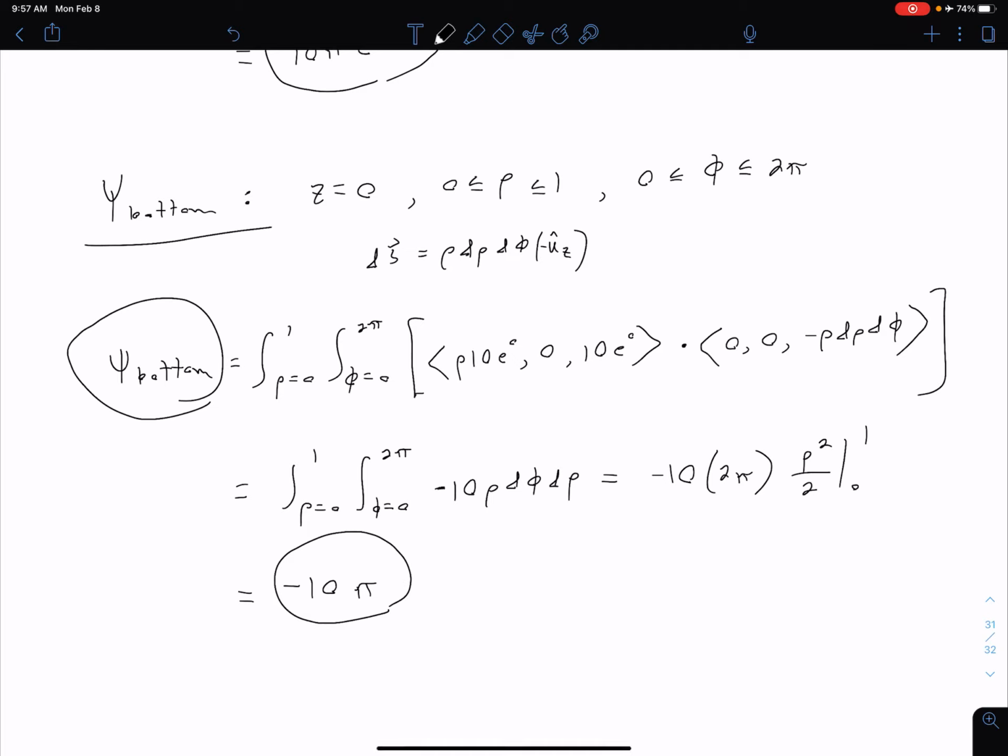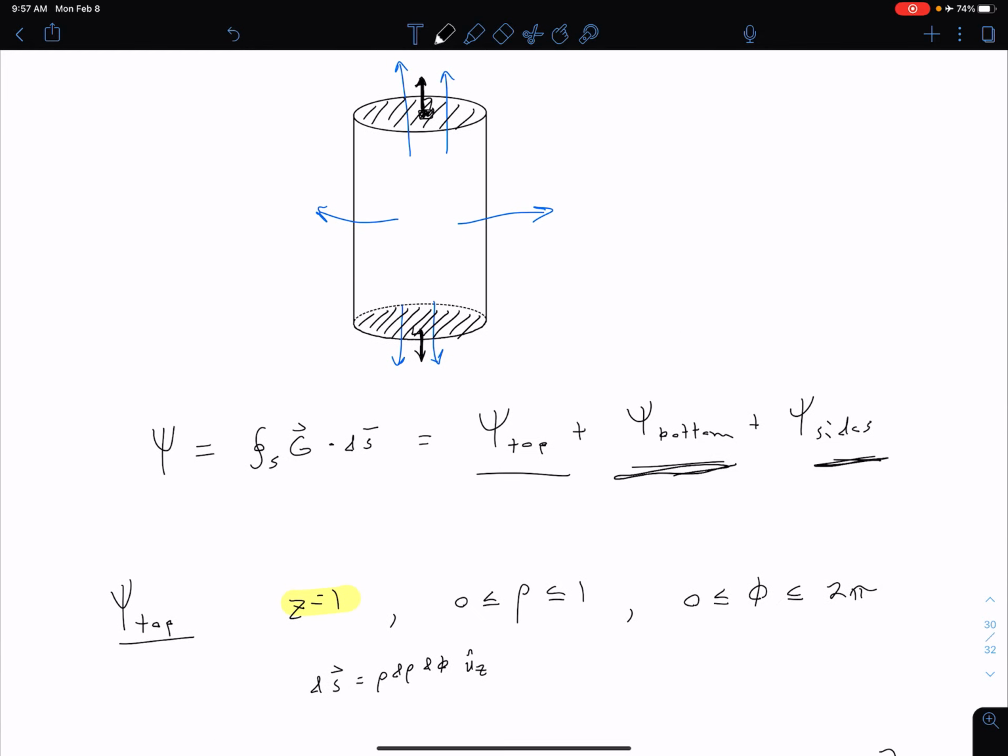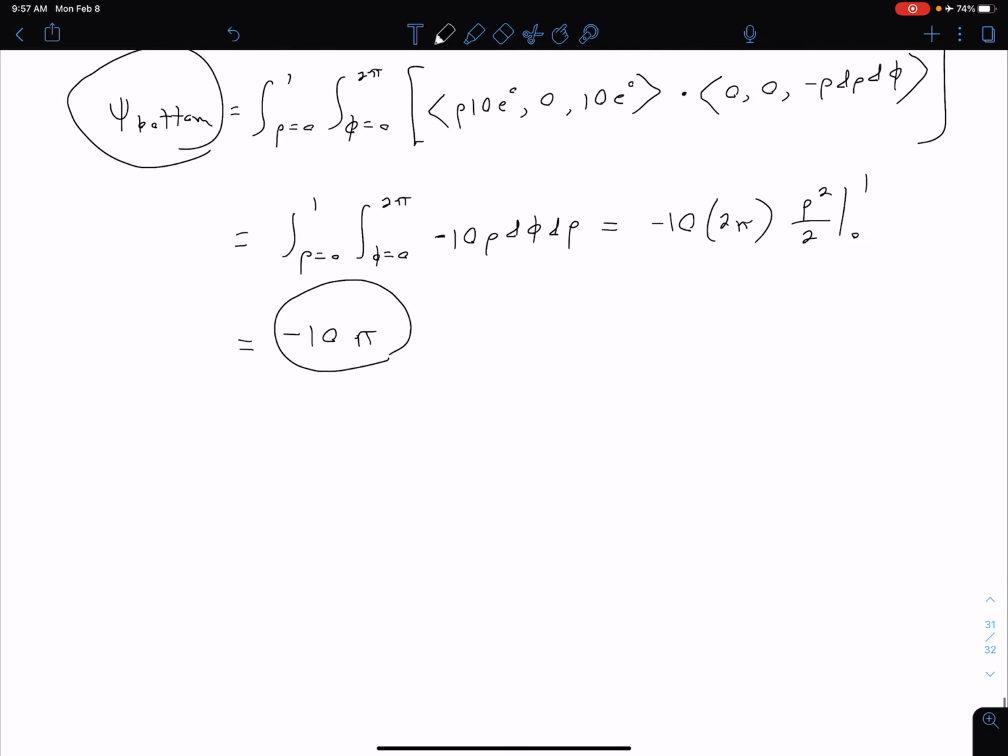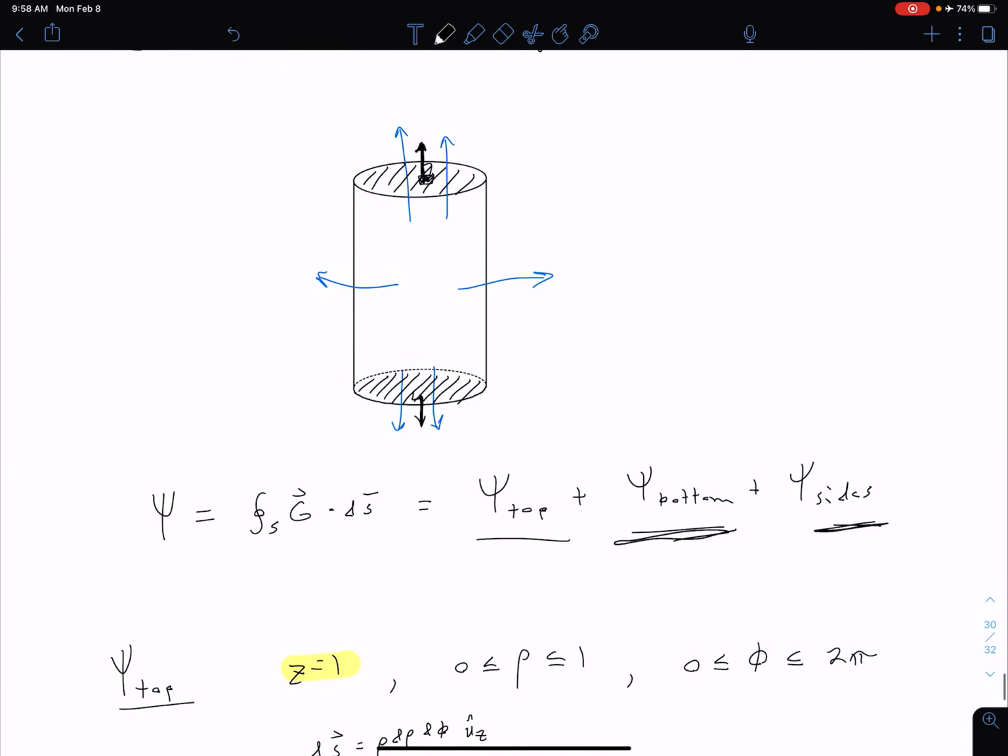So now we're only missing one term, the flux out of our sides. So let's state what we know about our sides. So our flux for the sides, now we don't have a fixed z value, but rather our z is going to be varying from 0 to 1. Our rho, however, is fixed. Our rho is set to 1, and our phi is still going to be varying between 0 and 2 pi. And so that gives us all of the sides of that cylinder. So we're talking about pretty much everything that's not shaded here.